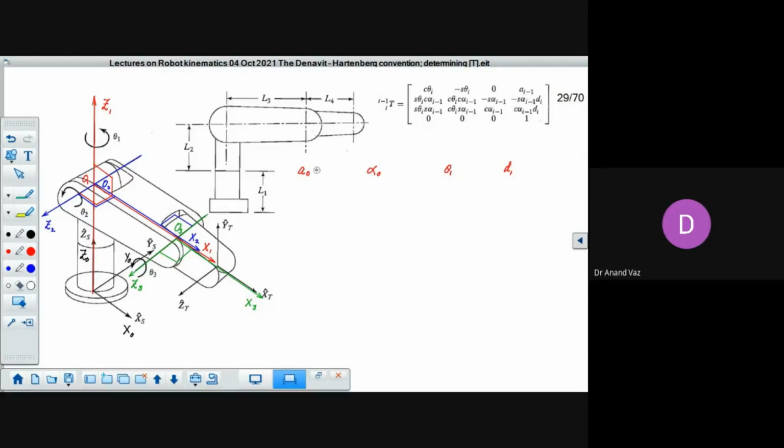So let's determine what is a0, a naught. What is this? a naught is the length of the common perpendicular between z naught and z1. You see, z naught and z1 both are coinciding. So naturally, the length of the common perpendicular is going to be 0.